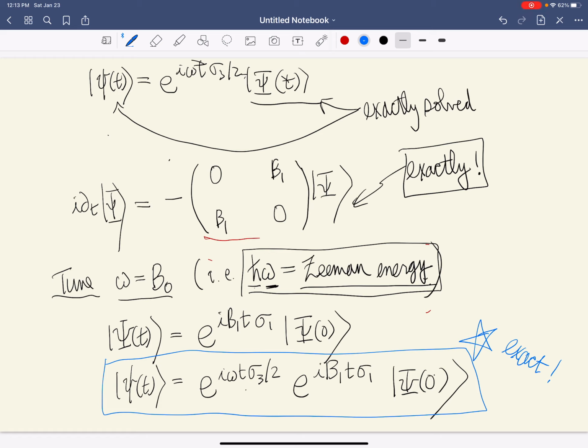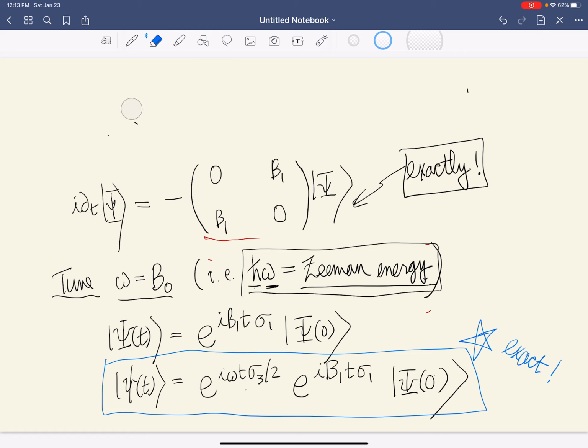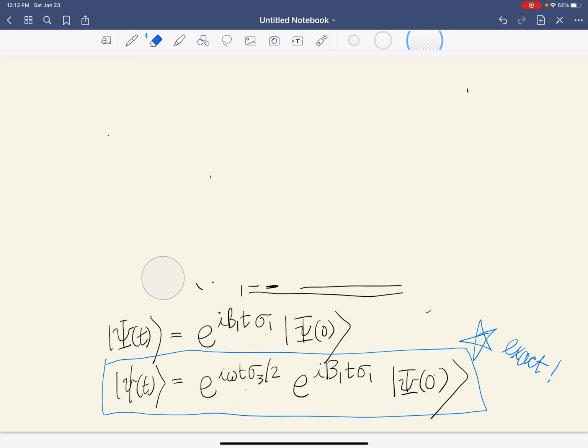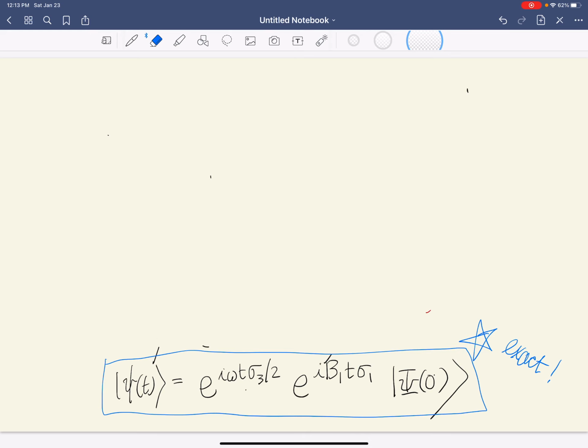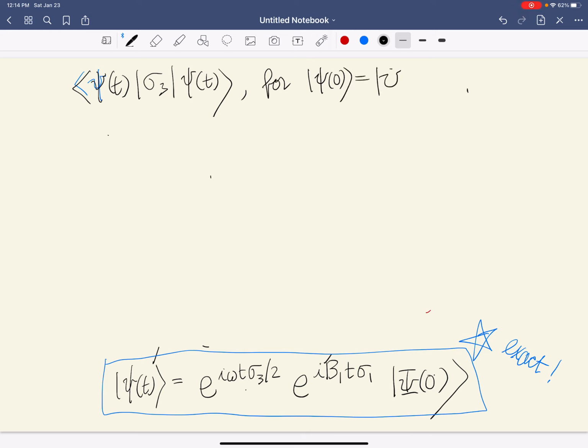Okay, so now once we have such an exact solution at our disposal, we can calculate whatever we want. What do we want to calculate, for example? Let's say we can calculate the average expectation value of the spin, let's say the expectation value of sigma 3. But in order to do so, we must have some knowledge of the initial condition. And for the initial condition, we choose the plus z state.